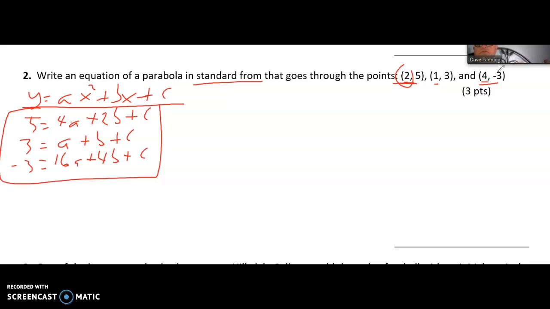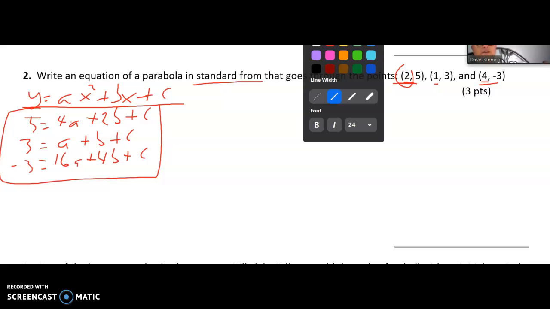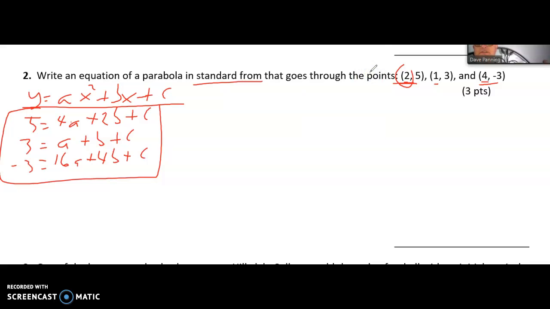And so we're going to want to solve this system the easiest way possible, and probably the easiest way to do that is to get rid of the c. So if I call this equation 1, equation 2, and equation 3, the first thing I'm going to do is take equation 1 minus equation 2. So I'll have 5 minus 3, which is 2, 4a minus 1a, which is 3a, and then 2b minus b, which is just b, and then the c's are eliminated. So there's one equation with 2 variables.